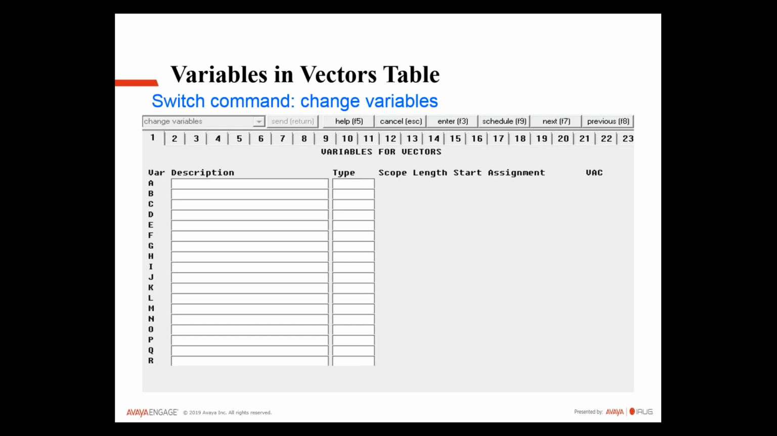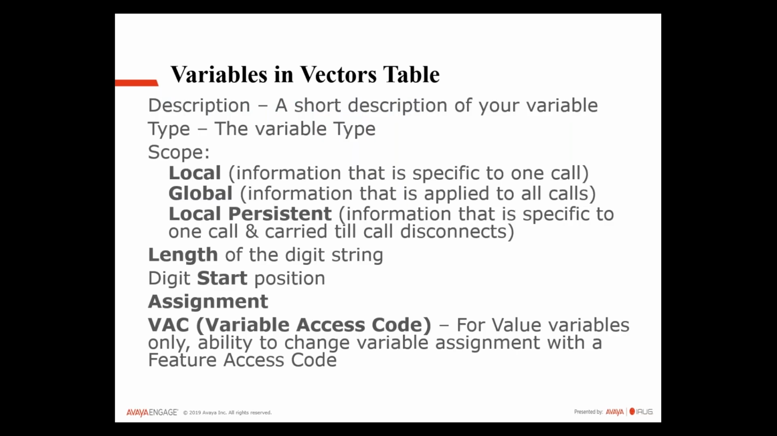For the description, you would put that in, and then the types. There are different types that we can have, again your classic Avaya documentation. Local: is it specific to one call? Or global, is it going to be applied to all? Global is the one that we here at Cartus use more often. I apply it to many different teams, so it's going to be a global setting. The length of the digit string is going to become really important, as well as the start position when we start stuffing in variables later on.